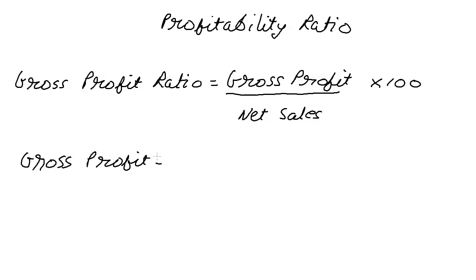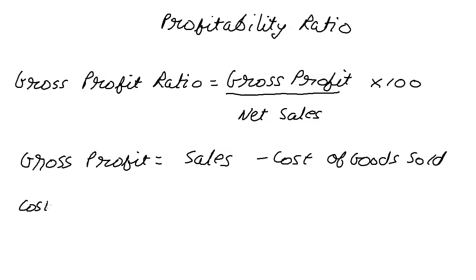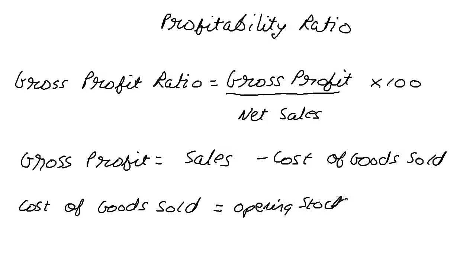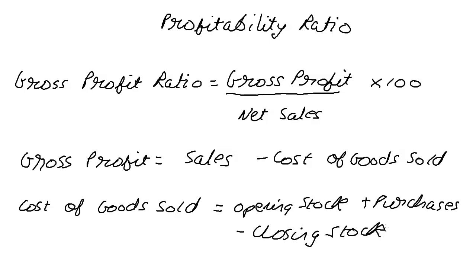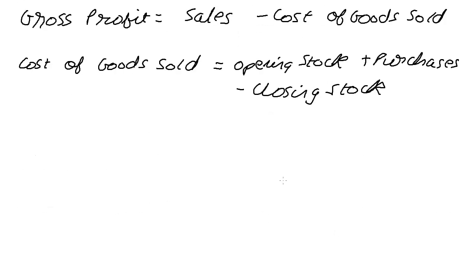you directly have a formula where gross profit is equal to sales minus cost of goods sold. And cost of goods sold in turn is equal to opening inventory plus purchases minus closing stock. Right, so you know how to get gross profit and gross profit ratio.